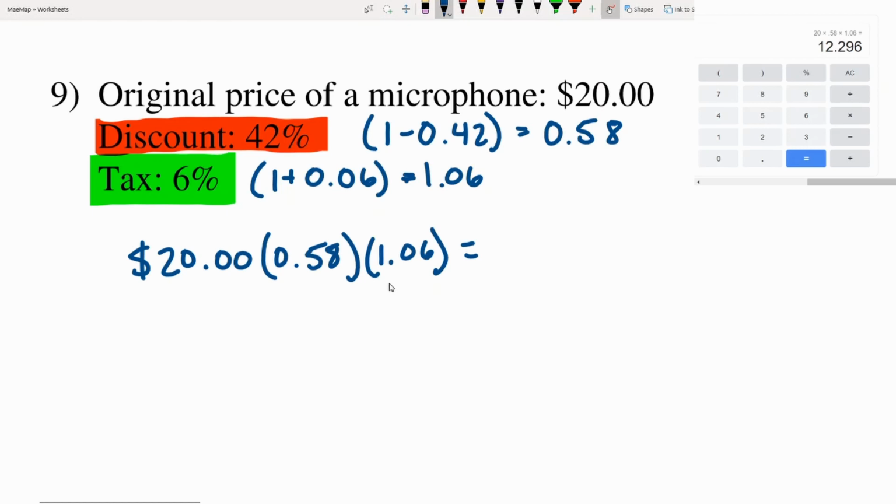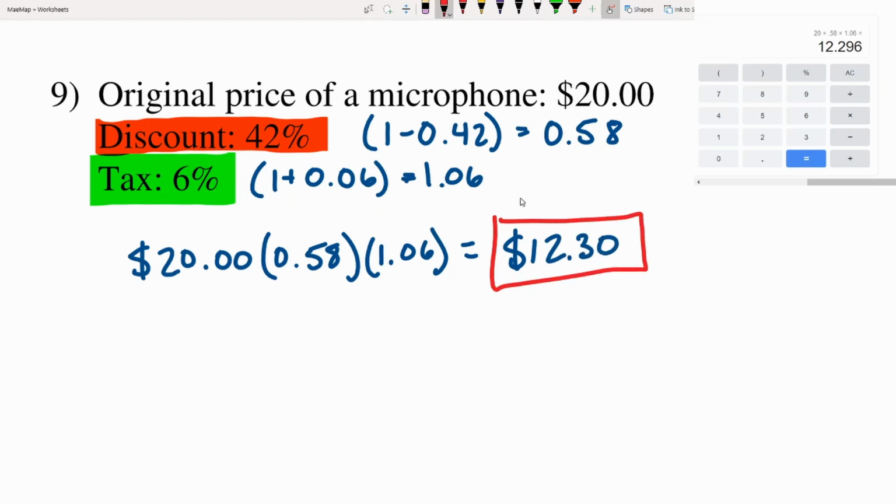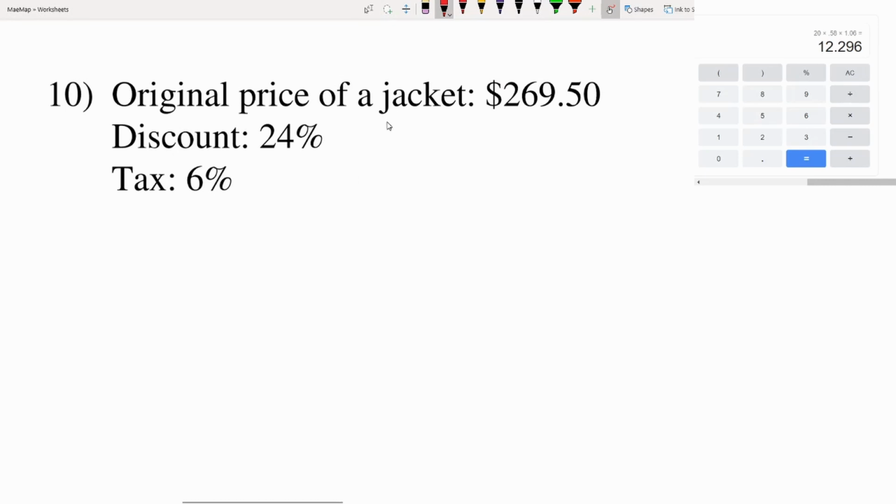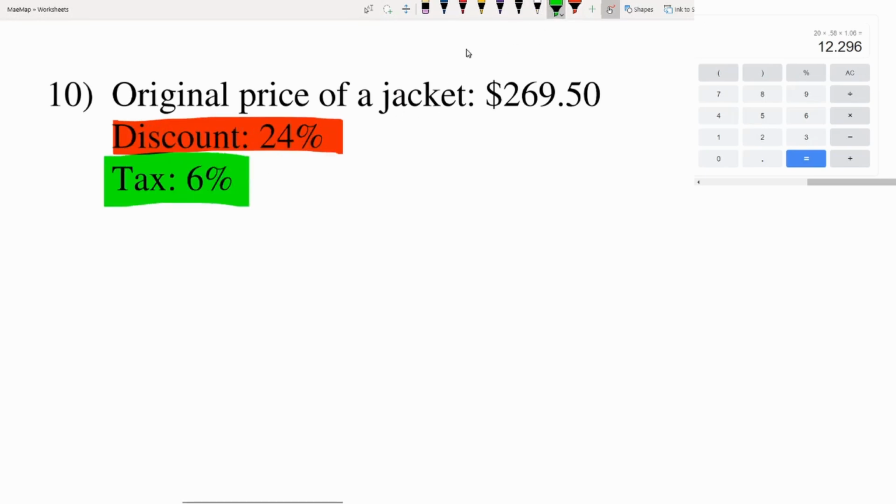And that'll give us $12 and rounding up to 30 cents. $12.30 for the cost of the microphone. In number 10, it says the original price of a jacket is $269.50 with a discount of 24% and a tax of 6%.